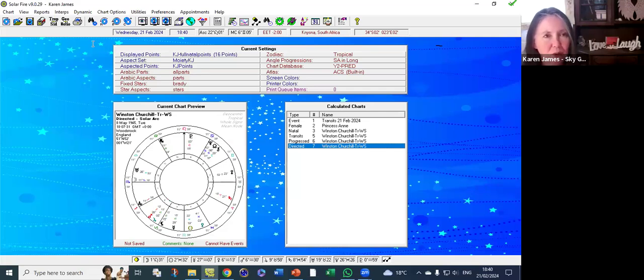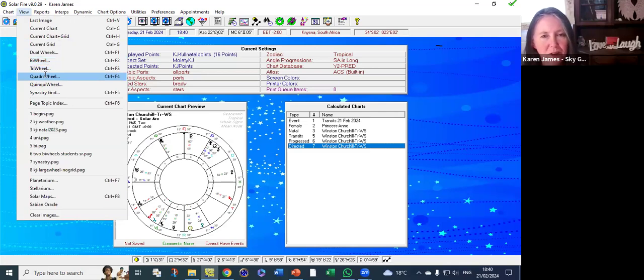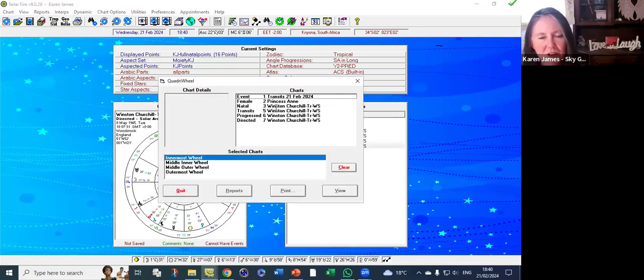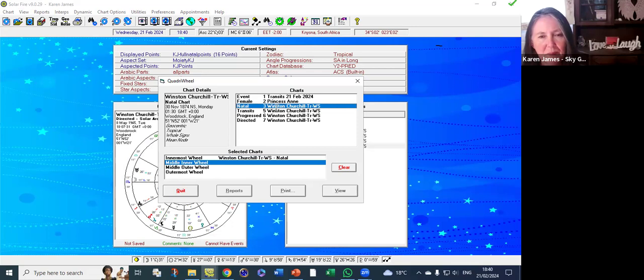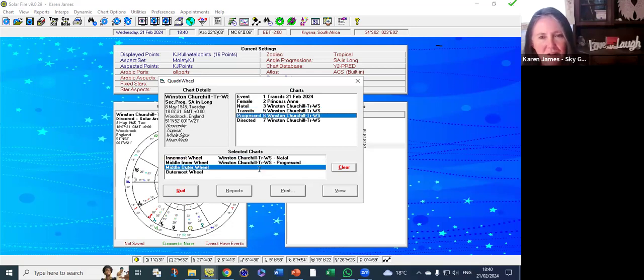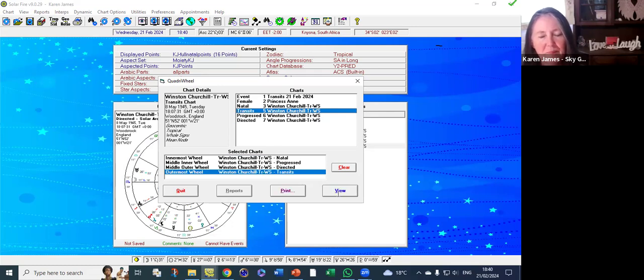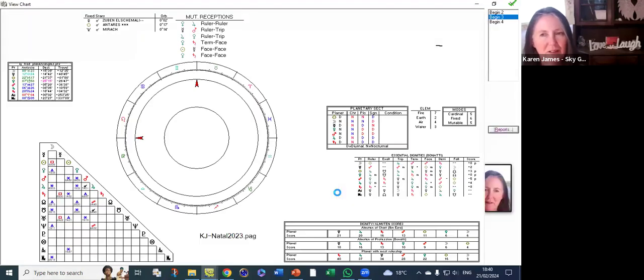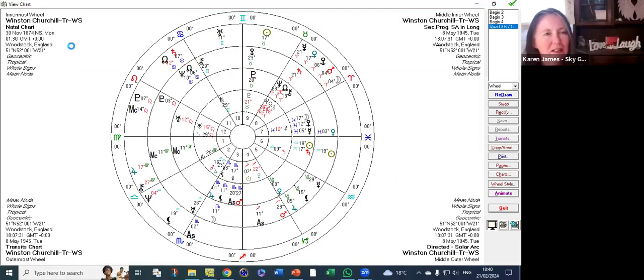Okay, now we're going to go to view. We're going to go to a quadri wheel. We're going to put Churchill's natal in the beginning. Then I like to put the progression. Then I like to put the solar arc. And right on the very outside, I like to put the transits. And review it. And voila, there it is. And so we can see here, we've got the natal, the middle inner secondary progressions. The next one is the middle outer solar arc, outside, outermost transits.